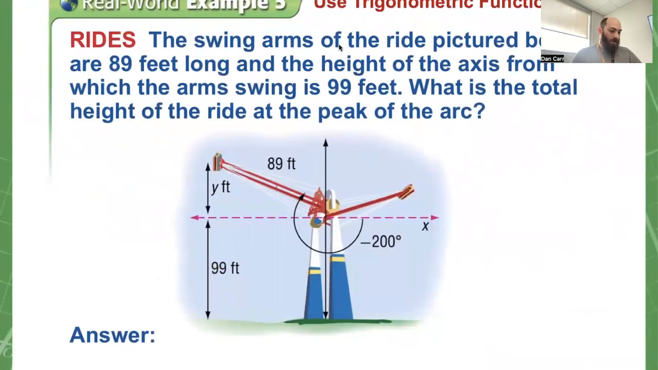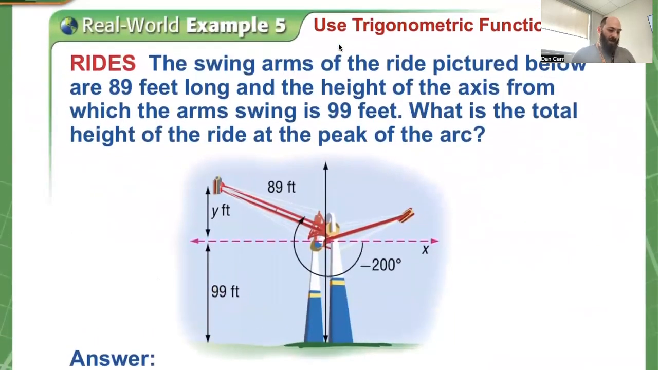Okay. All right. The swing arms of the ride pictured below are 89 feet long, and the height of the axis from which the arms swing is 99 feet. What was the total height of the ride at the peak of the arc?